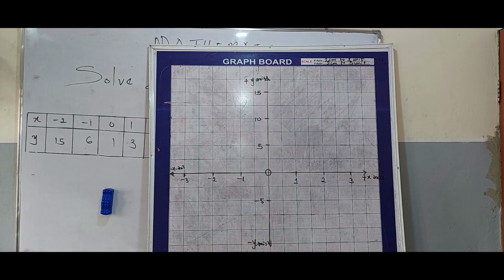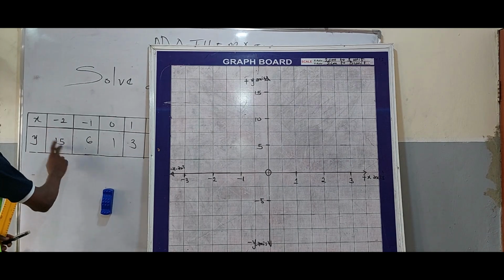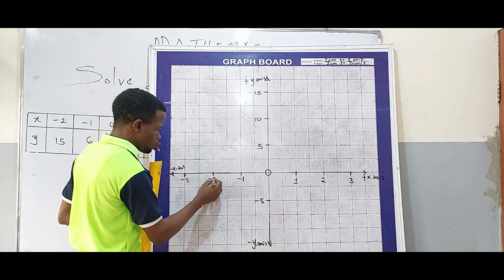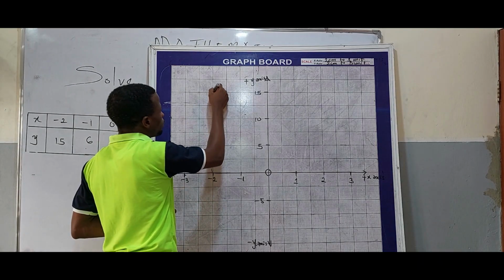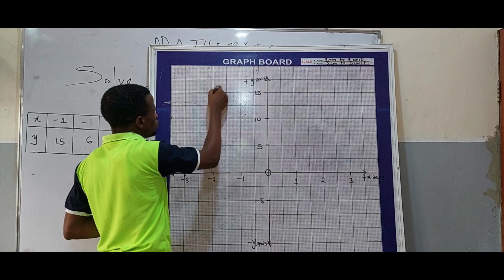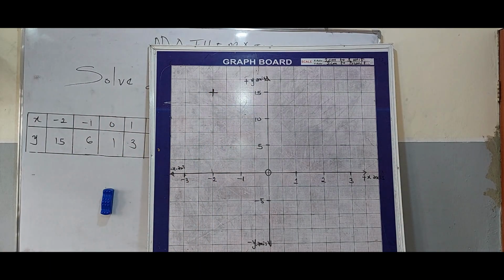So let's plot now. How do we plot? -2 on the x to 15 on y. This is the point, where I indicated my addition sign. That is the point.